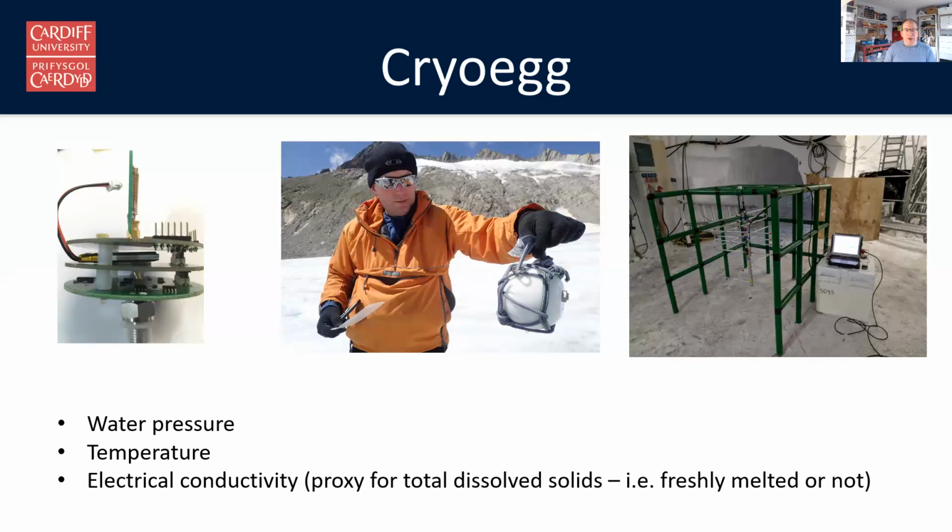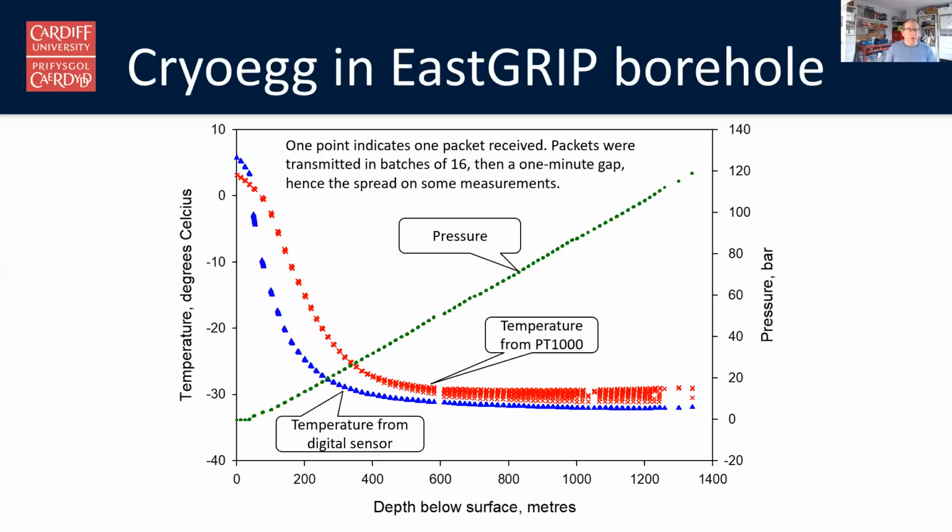We then tested Cryoegg. We made two successful tests with Cryoegg. The first one was we went to the East Greenland Ice Core Project's borehole in Greenland. And at the time, that borehole was 2.1 kilometers deep. It's filled with a kind of sticky ester-based drill fluid. And we lowered Cryoegg down on the end of the winch and looked to see if we got a signal coming up through the ice.